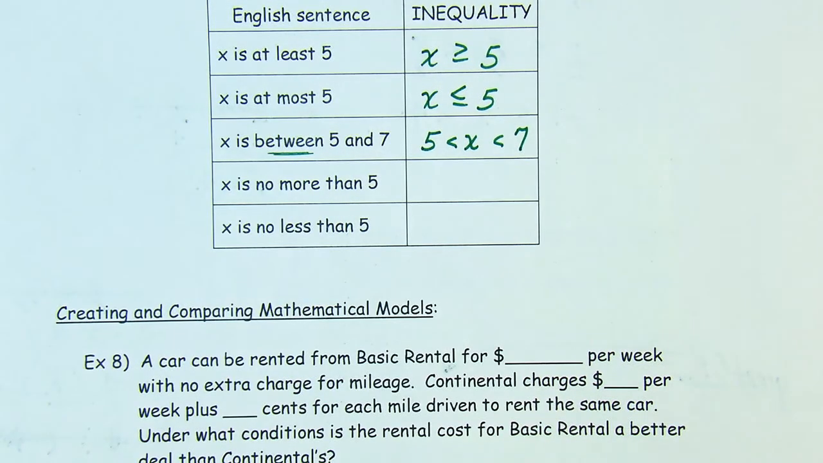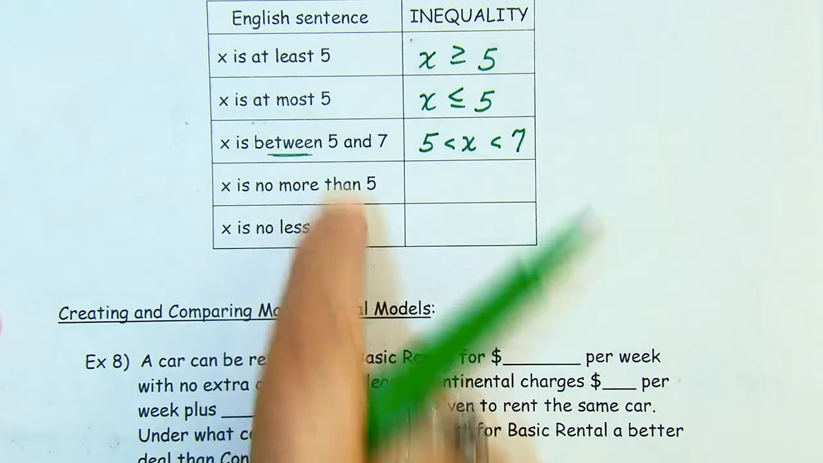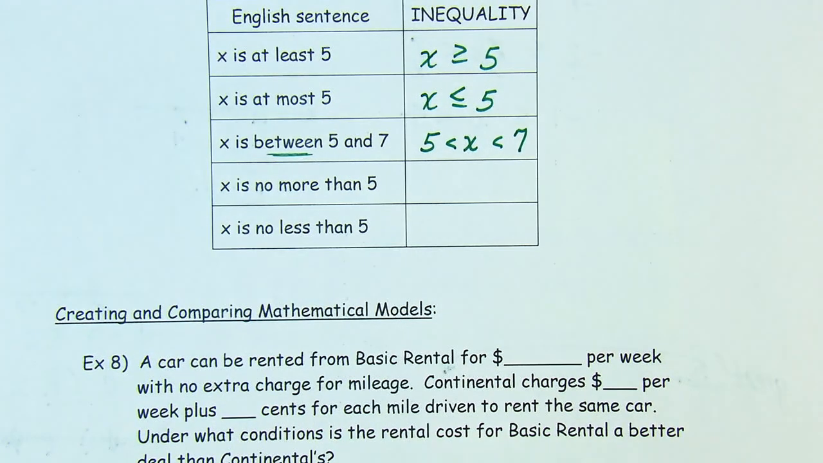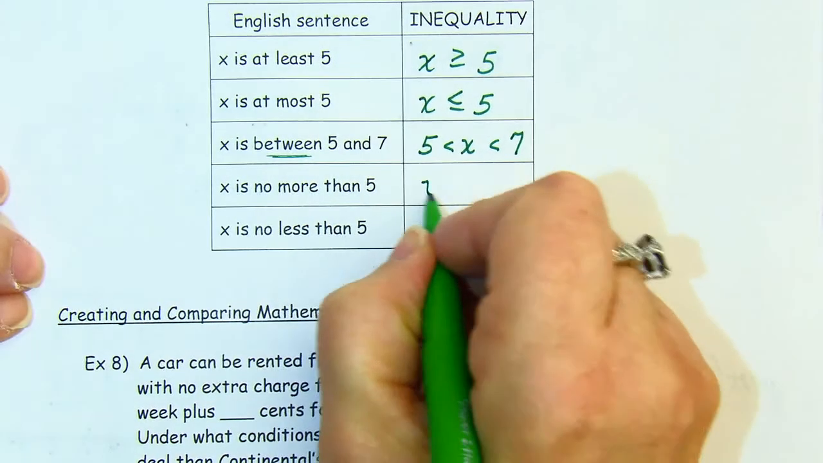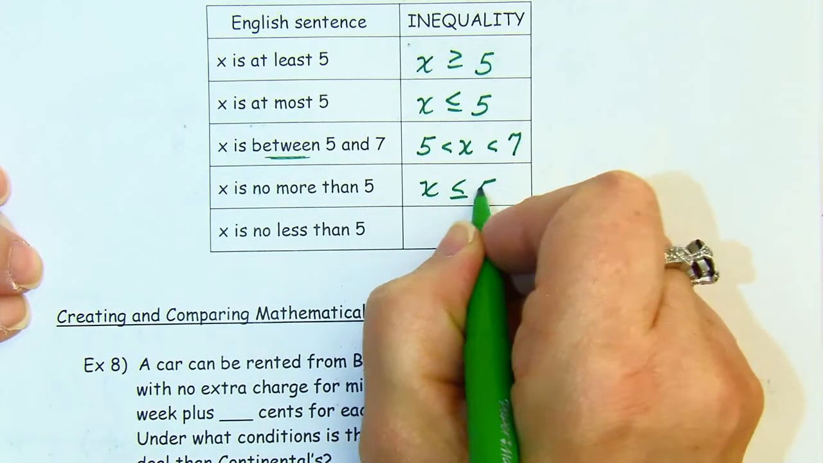So I'm going to be pretty particular on the vocabulary you use in your sentences, and make sure you're writing sentences. All right, this one. X is no more than 5. No more than 5. Can't be more than 5. Can be less. So here is my x is less than or equal to 5.